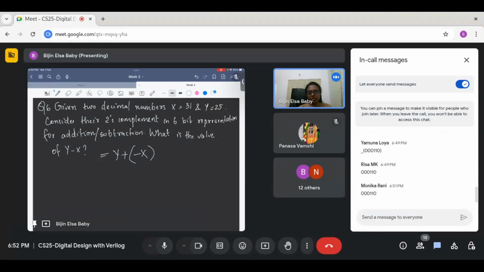0.00110 is the wrong answer. You have to take the 2's complement of 31.